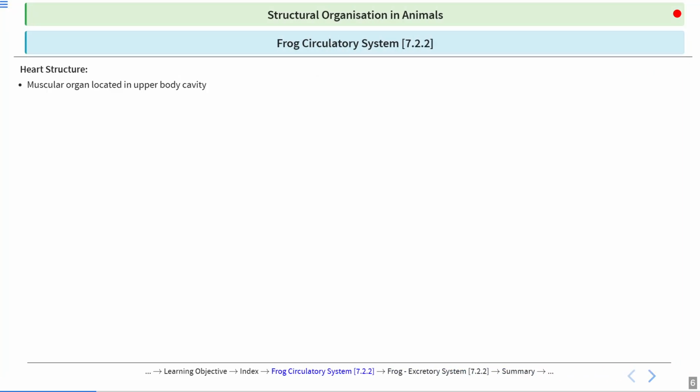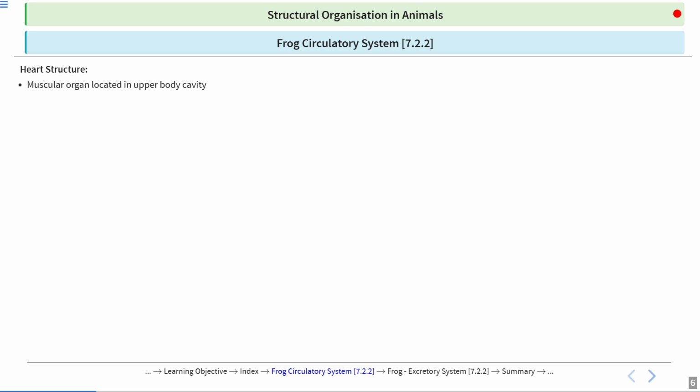Now we will see the heart structure. It is a muscular organ located in the upper body cavity. In the case of the frog, it is a highly muscularized organ, right? And it is located in the upper body cavity. The body is divided, external morphology, if you remember, the head and the trunk region.